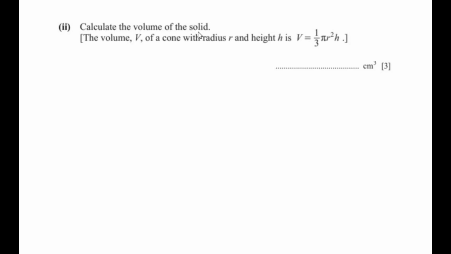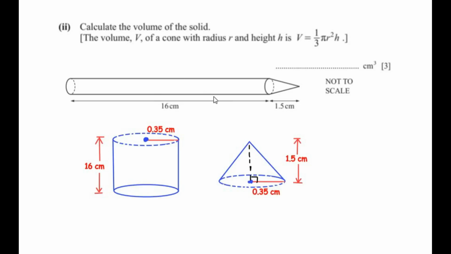Calculate the volume of the solid. So let us reconsider the figure of the solid which was given in part 1 of this question. Now here, since the solid is made up of the cylinder and the cone, we need to make use of the volume of the cylinder and volume of the cone. So when we add both the volumes, we will get the volume of the solid.